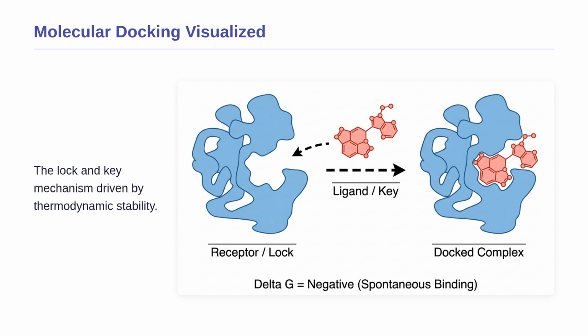The text below reminds us that this spontaneous binding occurs because the change in Gibbs free energy is negative. This single technique forms the absolute backbone of modern computer-aided drug design.